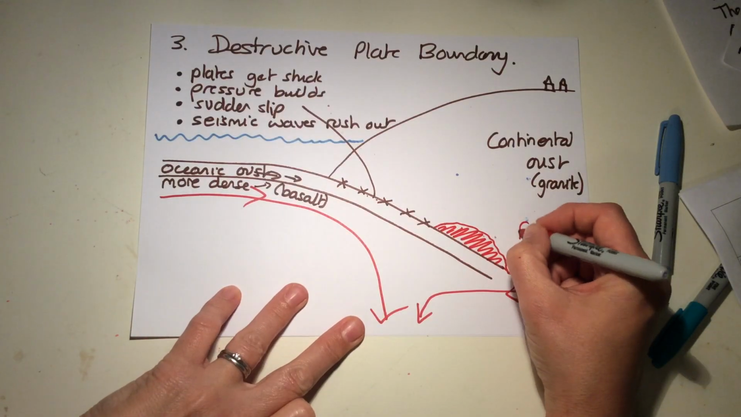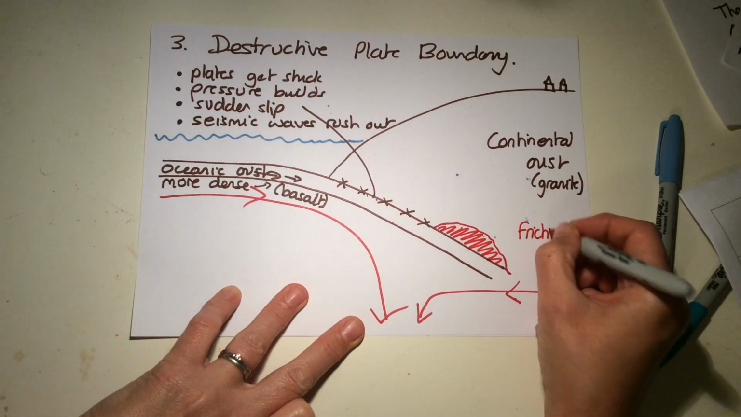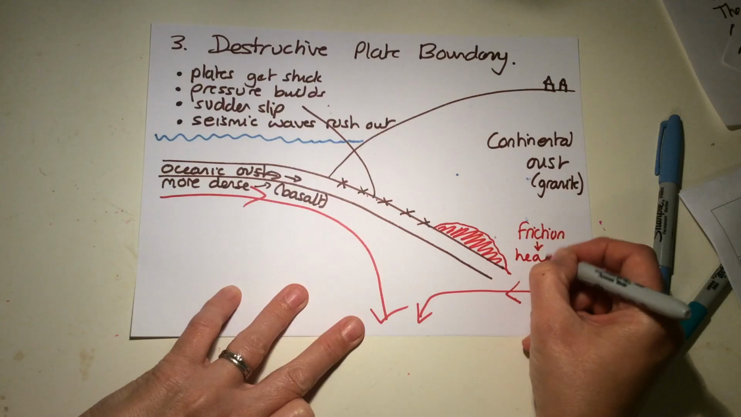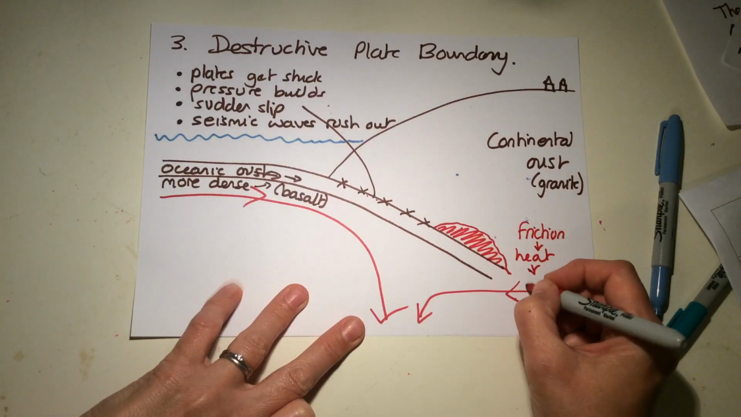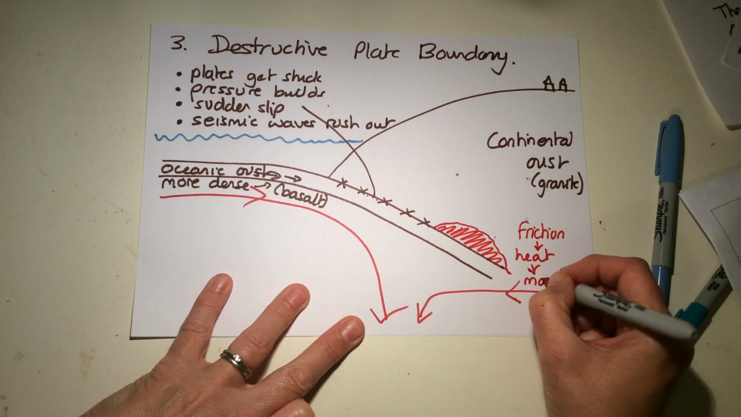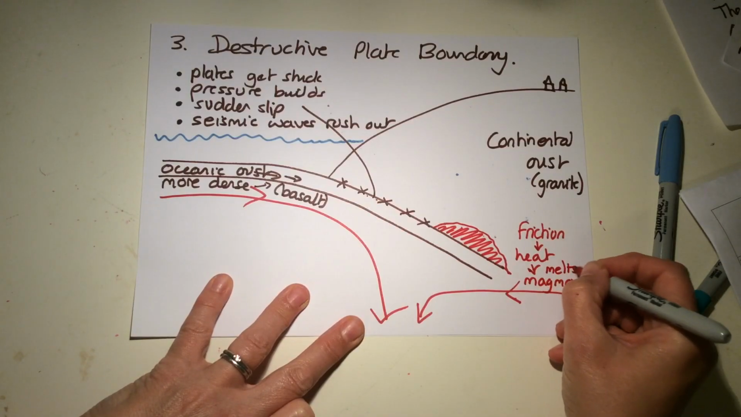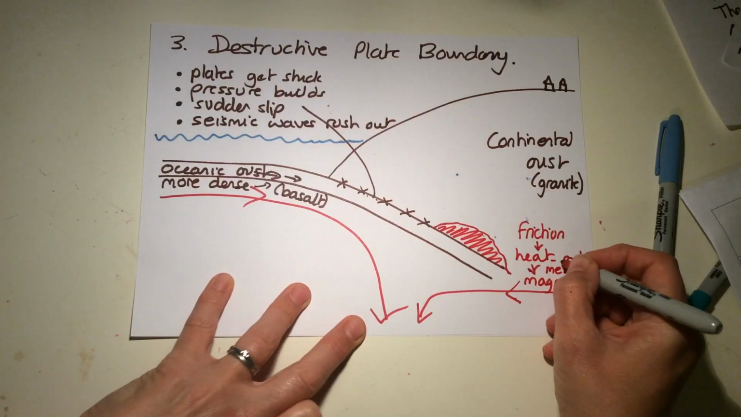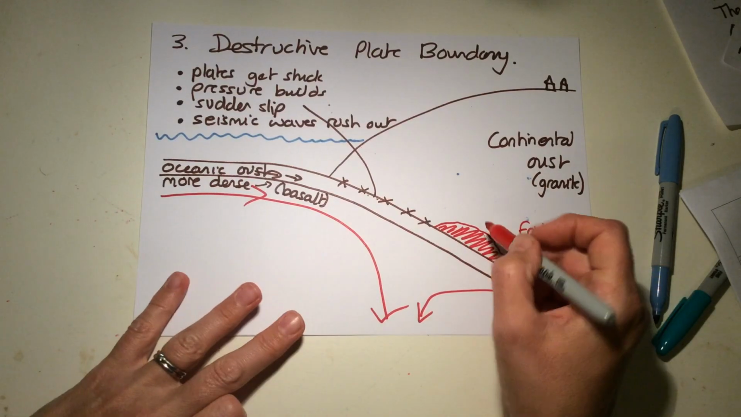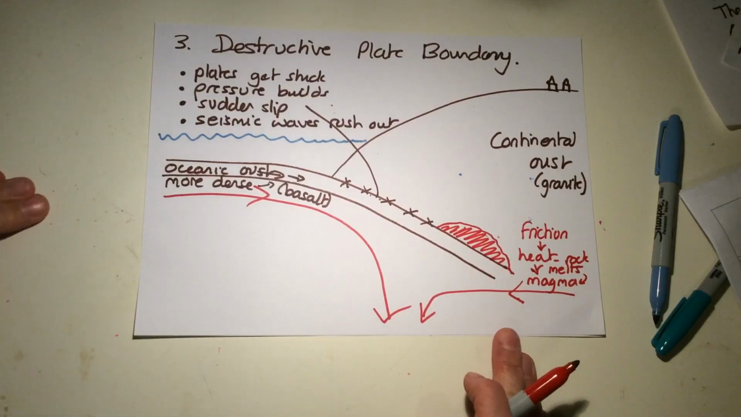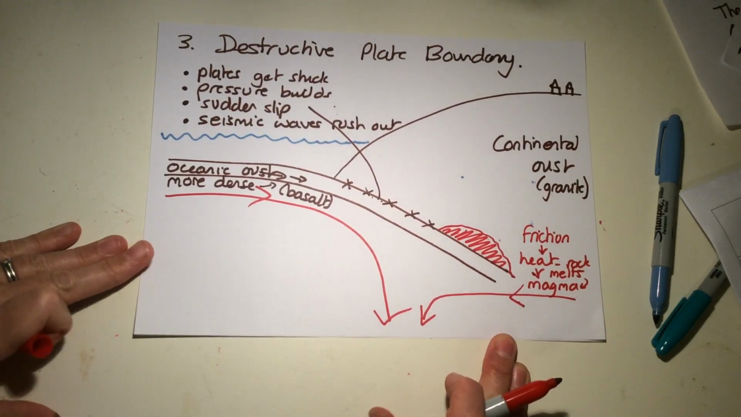Okay, so we get friction, which leads to heat, which creates magma as the rock melts. The rock melts and we get magma. So this magma forms at this point between the two plates.